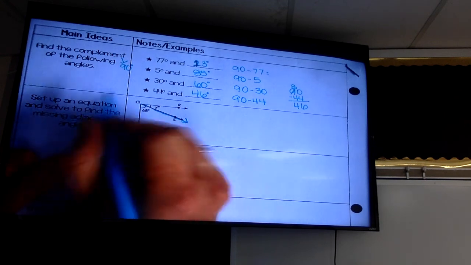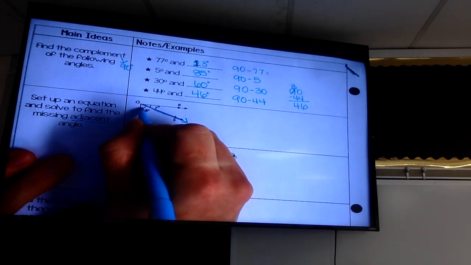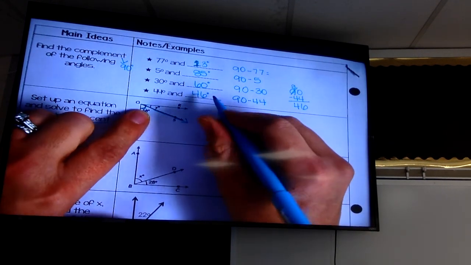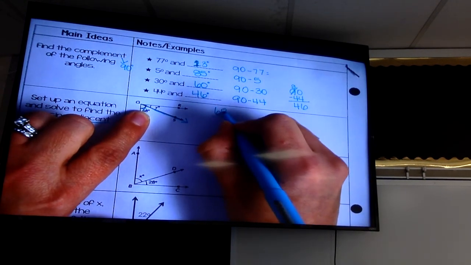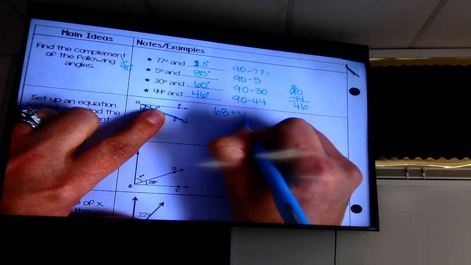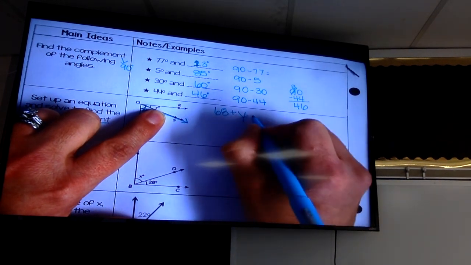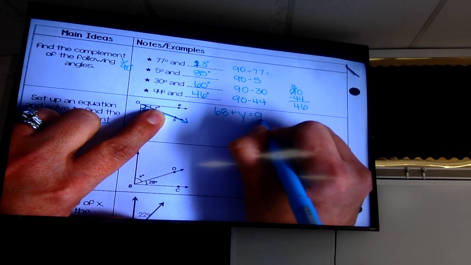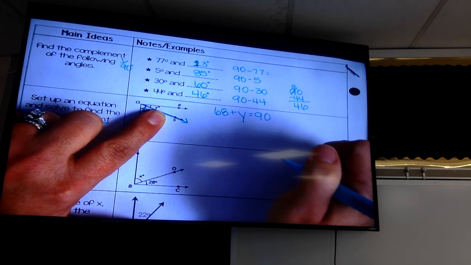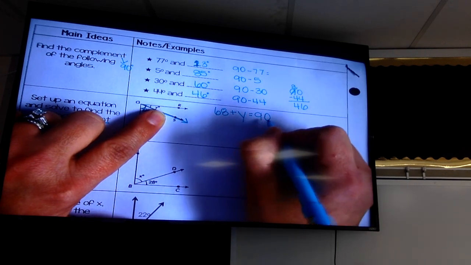So here it is a complementary angle. We know that this is going to form a 90-degree angle. So I would say, okay, 68 plus this angle right here. We don't know what it is. We're going to call it angle Y. I know that together they form a 90-degree angle because I've been told that they are a set of complementary angles. So here's my equation.